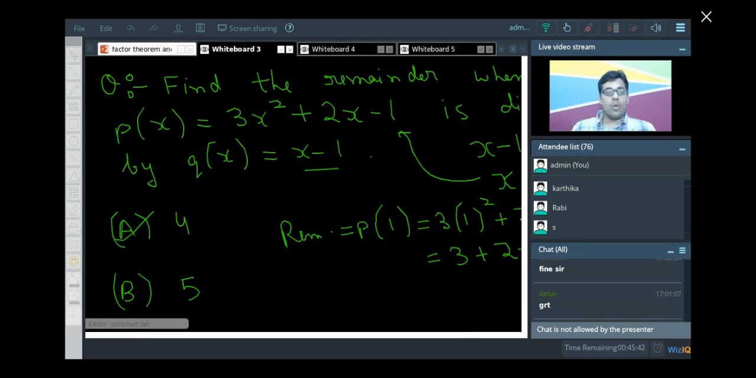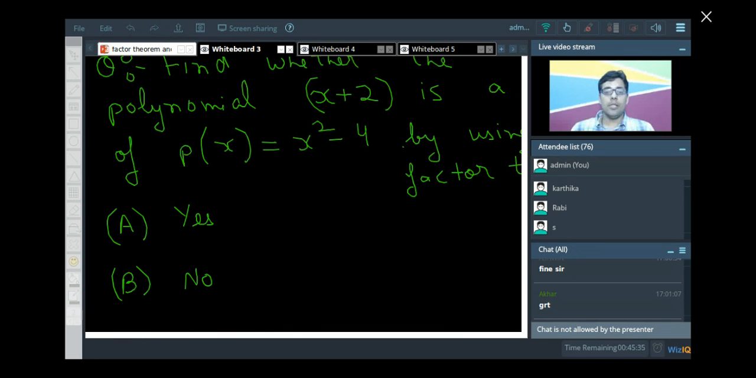Next we will have one more question on polynomials now. The question is now displayed in front of you. The question is: find whether the polynomial x plus 2 is a factor of the polynomial p(x) equals x square minus 4 by using the factor theorem. Yes or no? You can definitely use the factor theorem and give your answers. The question is now published in front of you in just 1, 2, 3 moments. Okay, it is just now displayed in front of you.